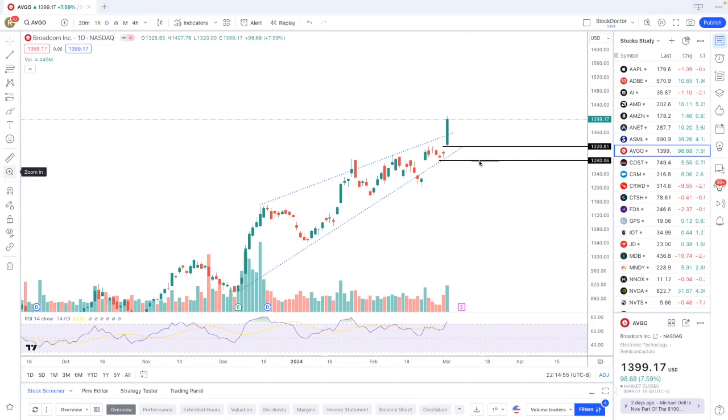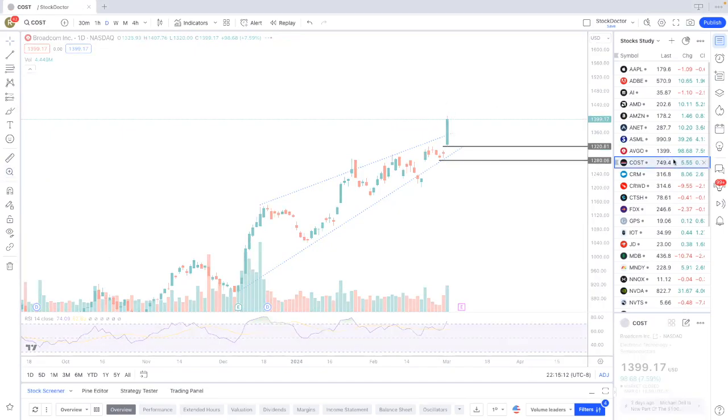If the stock starts trading below this 1280 level, then we can talk about the downside. But right now, looking at this strong breakout candle, I can say that the stock has very good upward journey on its way.